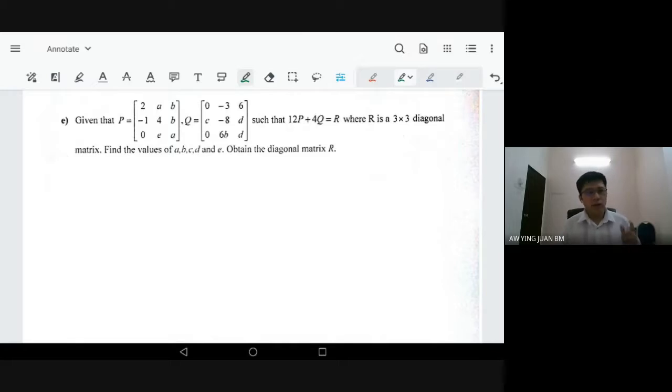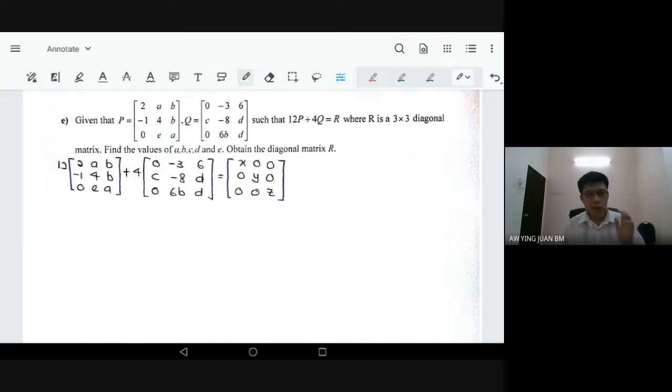Next, find the value A, B, C, D, and E. Obtain the diagonal matrix. So we have two tasks. Task number 1 is to find the element A, B, C, D, E. Next is to find the matrix R. So 2 tasks has been given. So my suggestion is to substitute all the matrices into the statement given, which is the 12P plus 4Q is equals to R. So now this has been given. So you have to apply the operation for addition, subtraction, and also the multiplication for the scalar.